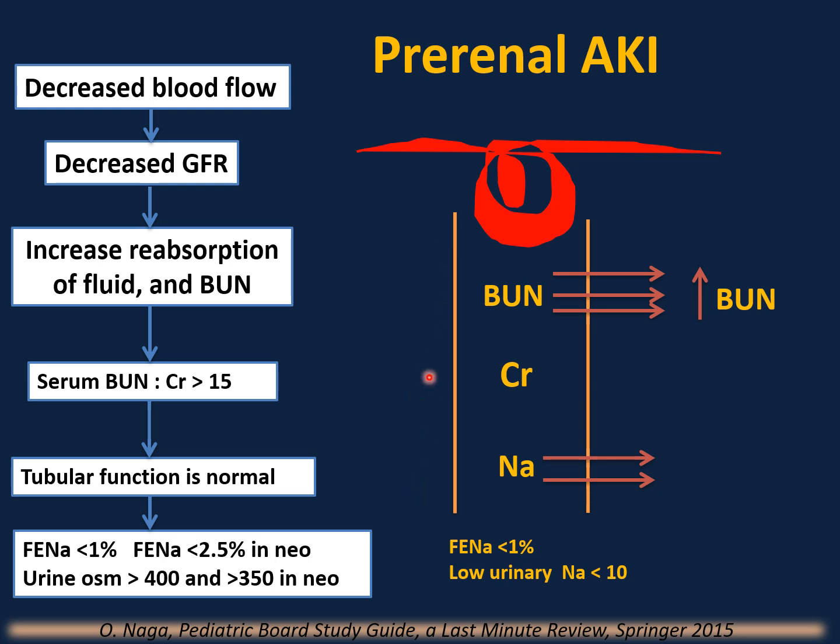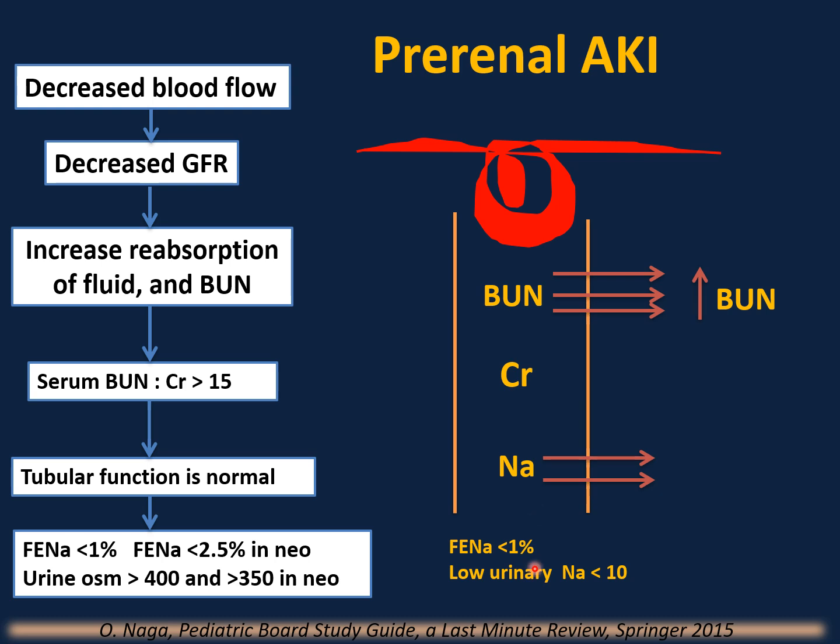The aldosterone will go and work on the healthy renal tubules by increasing the sodium reabsorption. And as a result of that, you will have low urinary sodium. You will have FeNa, or fractional excretion of sodium, less than 1%, or low urinary sodium less than 10. But along with the sodium will be also water. So the kidney will reabsorb more water and will be able to concentrate the urine. At least remember, the urine will be concentrated. The urine osmolarity will be high. More than 400 in older children, more than 350 in neonates.